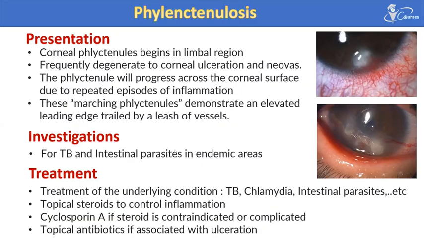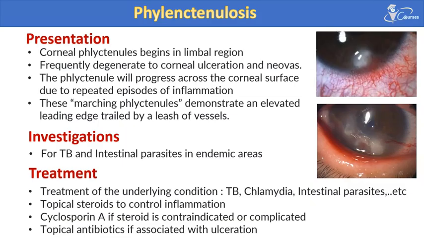So how do we investigate? Do we need to do scraping or culture sensitivity for those patients? No, we just need to confirm our diagnosis by knowing the underlying reason for the hypersensitivity. If we are in the developing countries, we suspect tuberculosis or intestinal parasites. So we do tests for TB like chest X-ray and the quantiferon test, and for intestinal parasites, we can order stool analysis, especially if he is a young child.